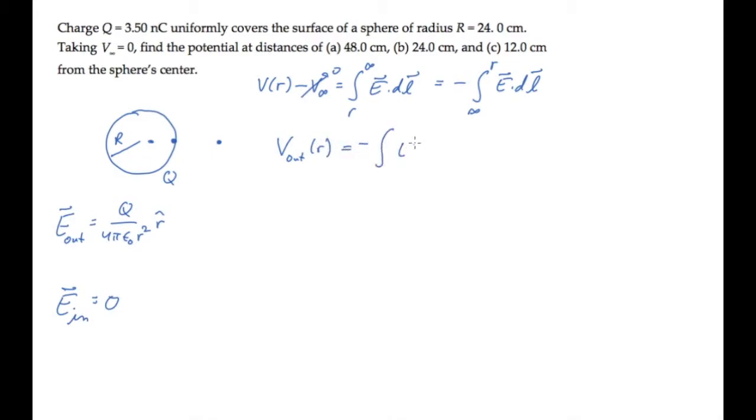The potential outside is minus the integral of the electric field outside over the path from infinity to r. When we substitute the expression for the electric field and integrate, we find the potential outside the sphere is the same as that of a point charge, q over 4 pi epsilon naught r.